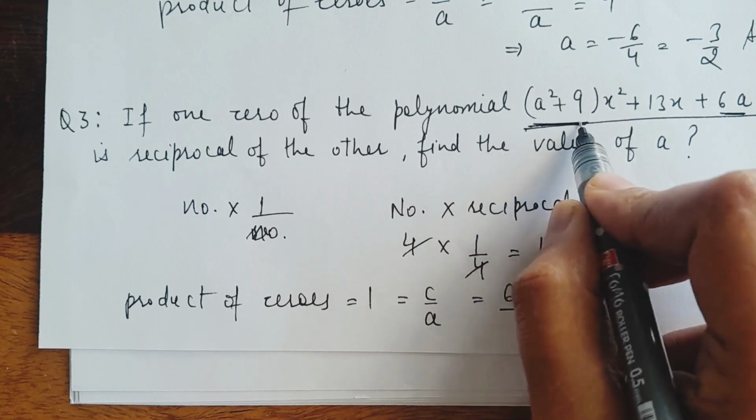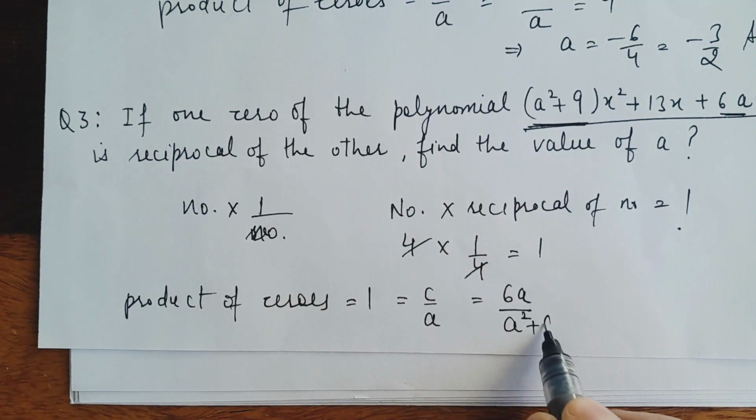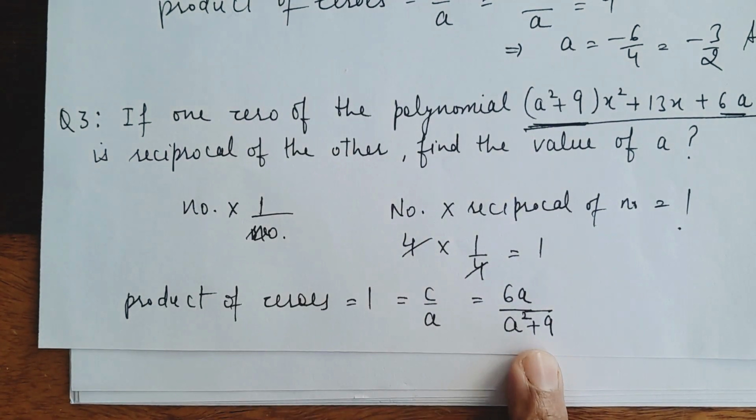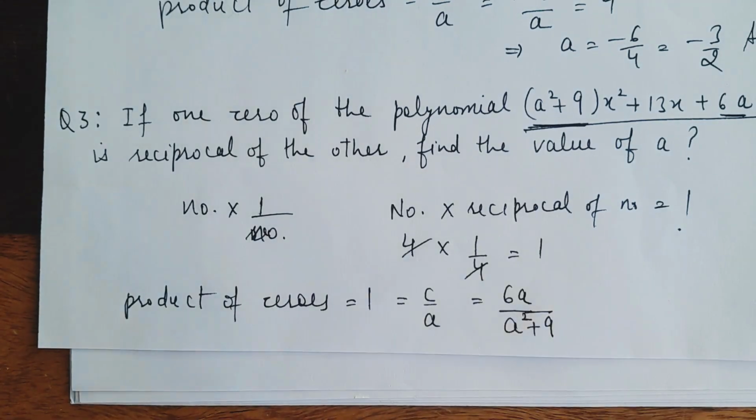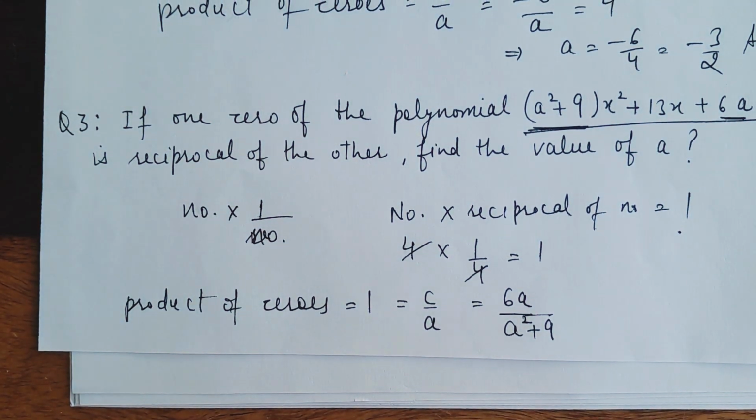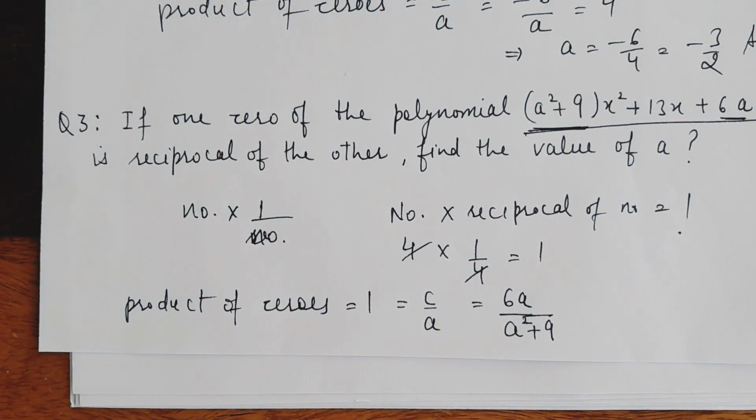Instead of a, we are given a square plus 9. So we are given 1 is equal to 6a by a square plus 9, and we have to simplify this and find the value of a here. So how can we simplify this?